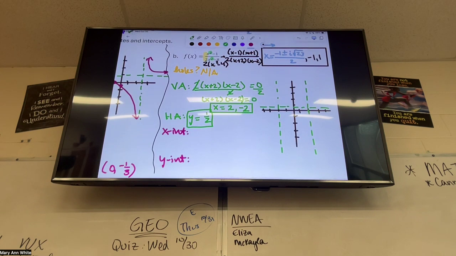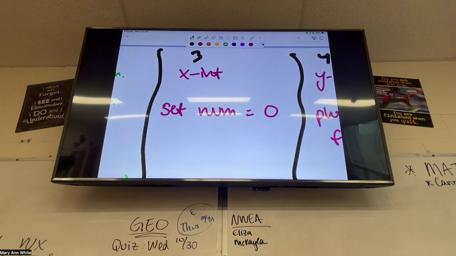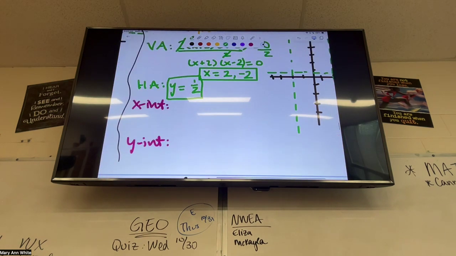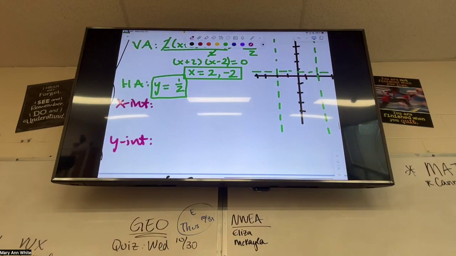All right, let's go x-intercept. For the x-intercept, we said set the numerator equal to 0. Okay, so I'll set x minus 1 times x plus 1 equal to 0. And Jessica had 2 asymptotes. I got 2 intercepts, and that's okay. Just go graph at -1 and +1.